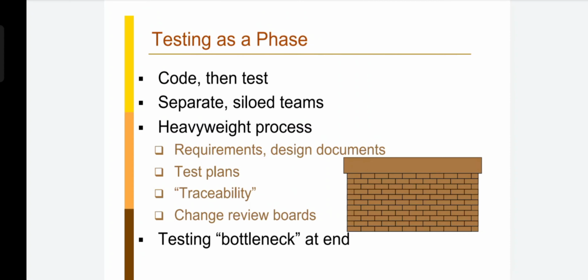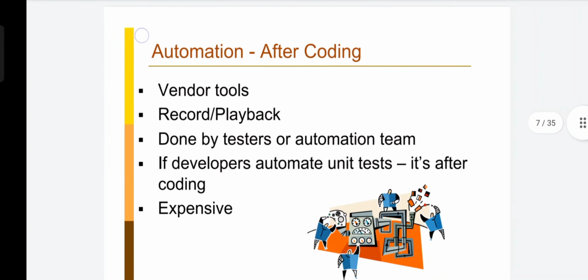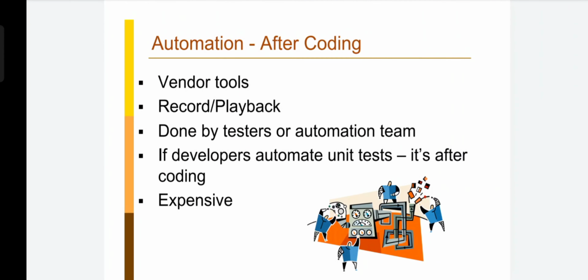The next one is automation. Automation comes after coding. That is, after we have done coding, vendor tools, record plus playback, done by testers or an automation team, and the expense.